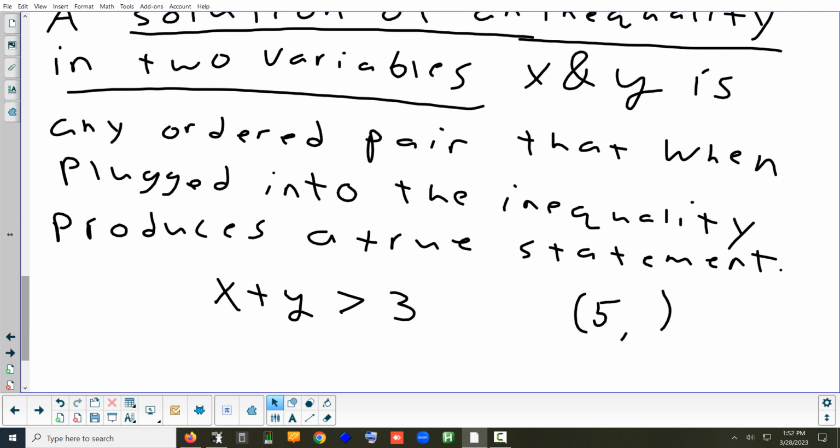So 5 for the x, and what did you pick for the y? 5. Sure. If you try to plug in the point (5, 5) into this problem, it would work. x is 5, y is 5, and 5 plus 5 is definitely bigger than 3. So that's not the only solution, but that is one. Could somebody give me another one that, if you plug in x and y, would come out true?